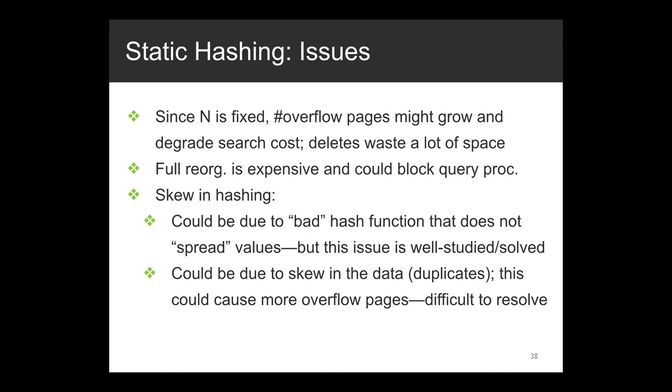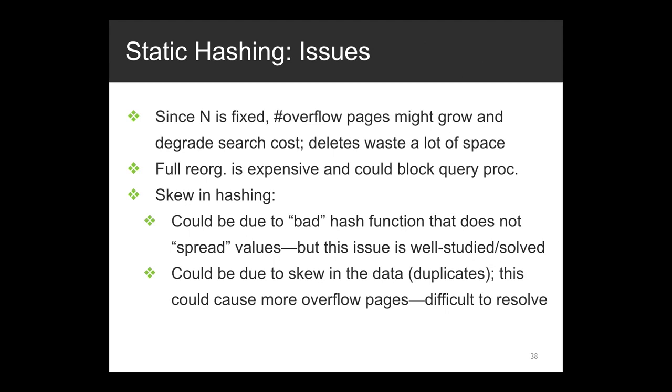What are the issues with the static hashing procedure? Well, n is fixed. Therefore, you can only hash to one of n buckets. That could cause a problem in both directions. If you have a lot of records, everything might end up overflowing, and therefore the number of overflow pages can grow substantially if you keep adding a lot of records. That will degrade your search cost. It will no longer be constant time. It will be O(1 plus number of overflow pages per bucket).